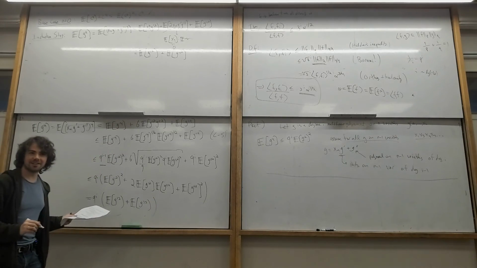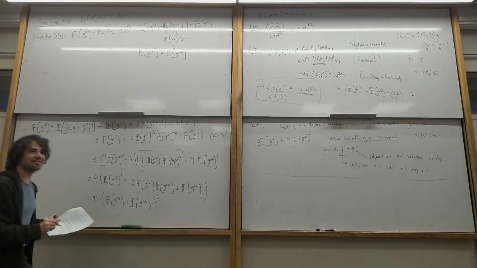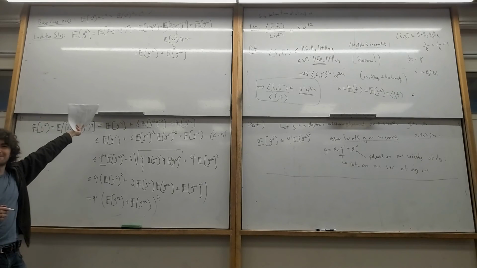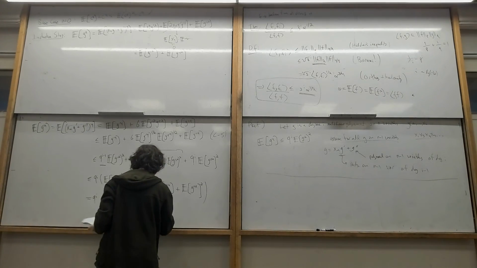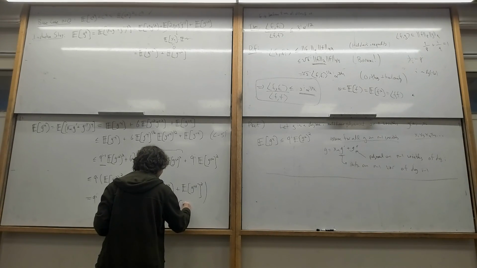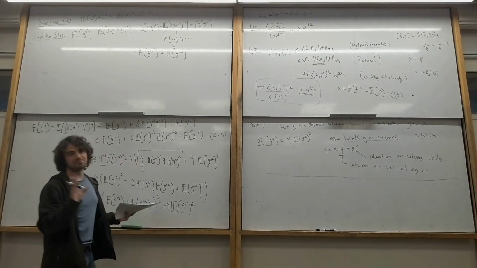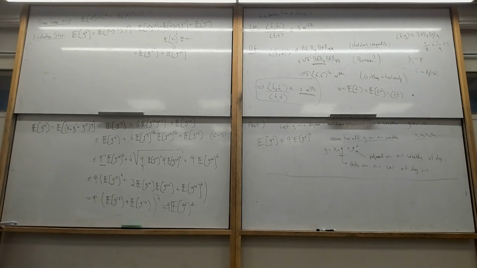Okay, now why are we done? If I draw 2 there? Good, because this is what we said the 2 norm was. Okay, so this is just 9 to the i expectation of g squared, and we've proven the bound.